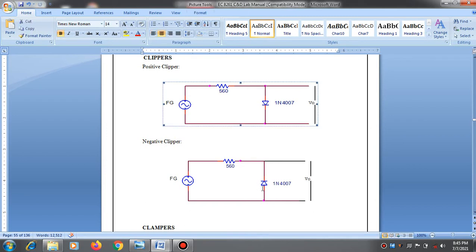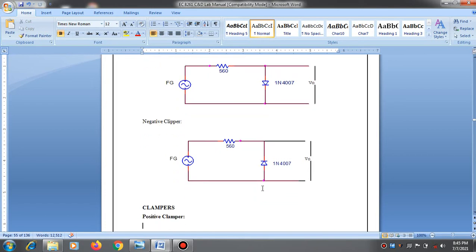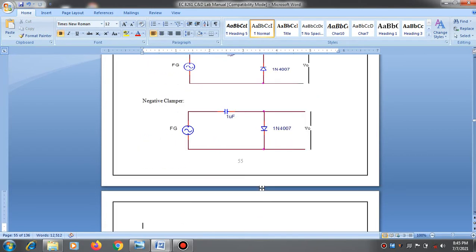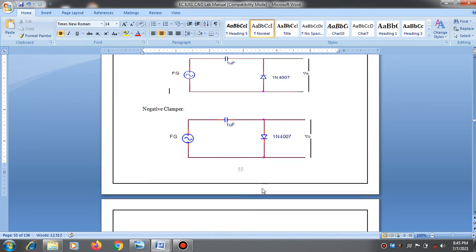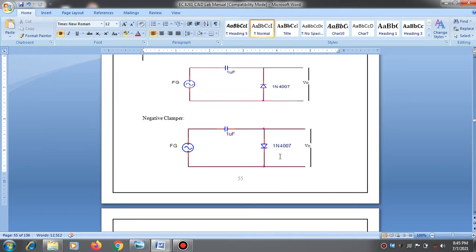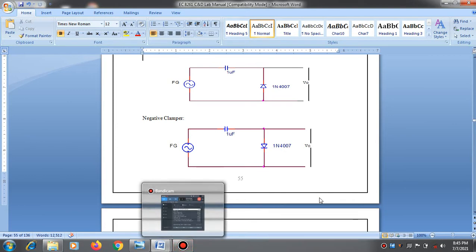Next, the clamper circuit. The clamper circuit consists of a function generator, a capacitor, and a diode. The clamper is also divided into two types, positive clamping and negative clamping. The only difference is that the diode is connected in a reverse manner. The output is taken across the diode. And now we are going to see how to start the experiment.